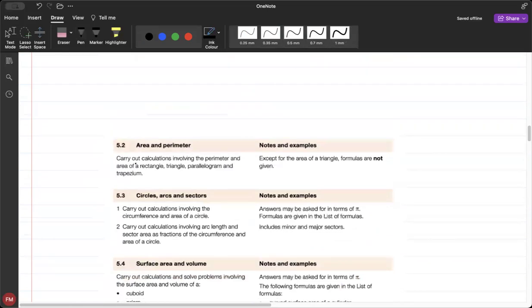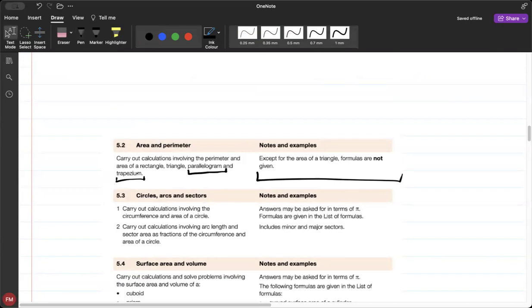And the reason I wrote down the formulas is because these formulas are not given to you except for a triangle. So it even says that over here as well: except for the area of a triangle, formulas are not given. That means they would expect that you should know the area of a parallelogram, you should know the area of a trapezium.